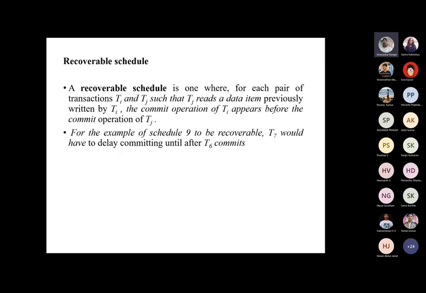So whenever you have concurrent transactions, we need to commit things in such a way that it satisfies the recoverable schedule property. So for a pair of transactions TI and TJ that are executing concurrently, such that TJ reads the value of a data item that is written by transaction TI, the commit operation of TJ should occur only after the commit operation of TI. It is known as a recoverable schedule. So in the previous example, we can make the schedule recoverable by delaying the commit operation of transaction T7 until T6 commits.